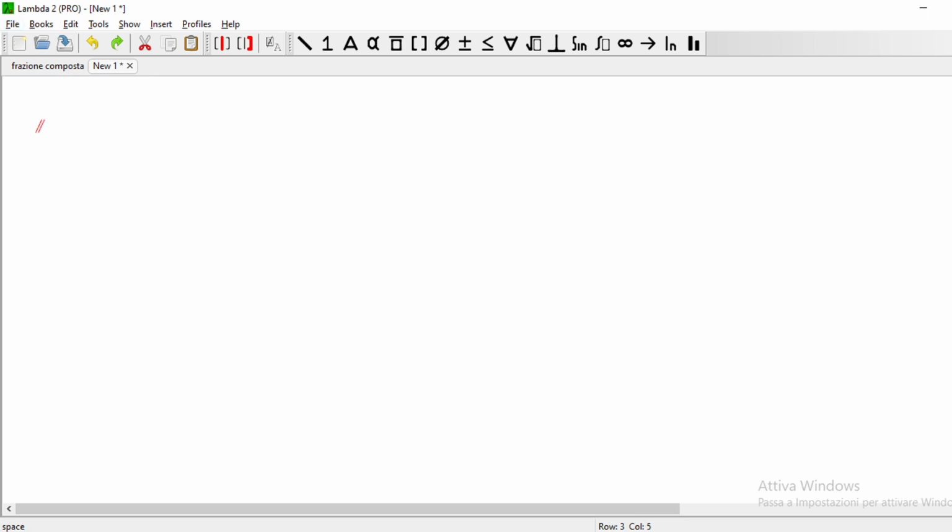Wanting to insert the fraction seen before, for example. You first enter the open compound fraction symbol, best with the shortcut keys Ctrl+Q. Then the numerator a+1 is written. To insert the intermediate separator, that is the fraction sign in this case, use Ctrl+I. Then write the denominator a1. And finally close the structure with Ctrl+K.